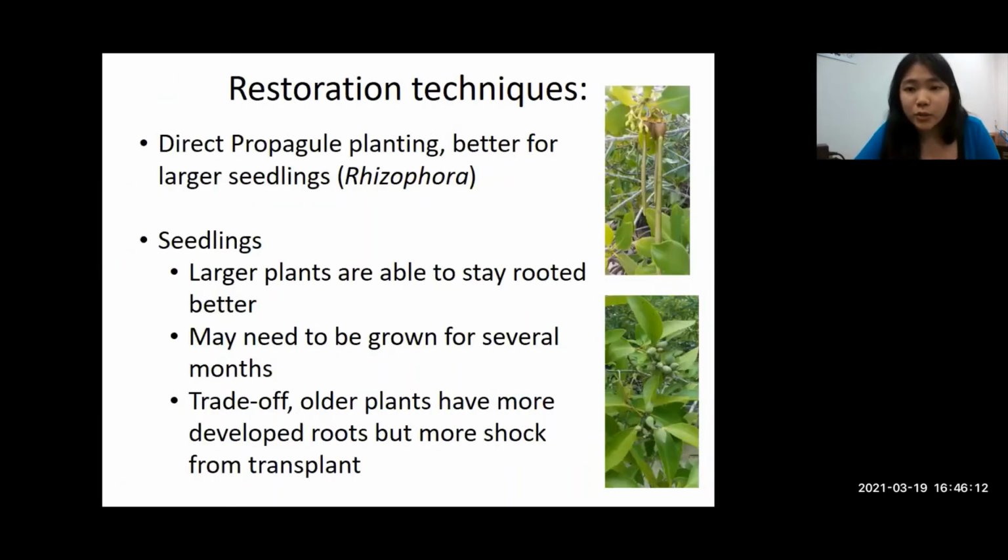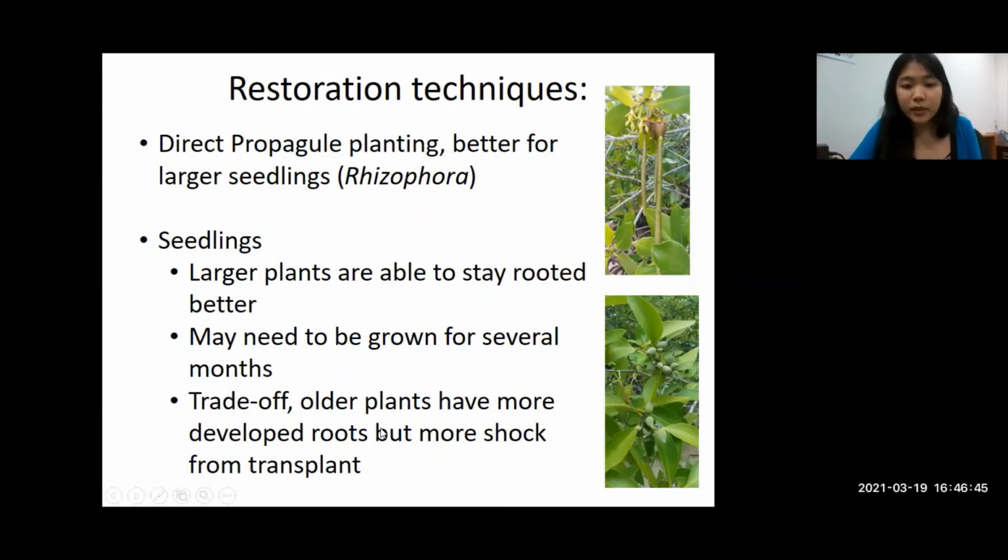For the actual restoration techniques of planting, there are different options. We can plant directly. This is better for larger propagules, like those big string beans. You can plant them directly, or we can grow them for a little bit too. But for our smaller ones, like this Avicennia, which is about a little lima bean size, it's really hard for them to stay in place and not get knocked over. We want to grow those for probably several months until a couple of leaves have developed and some woody growth has developed, and of course the root structure.